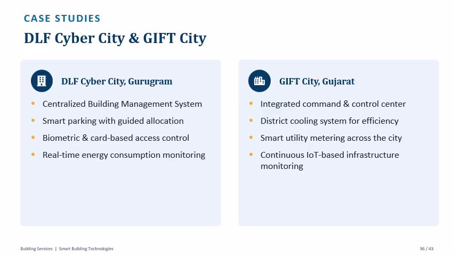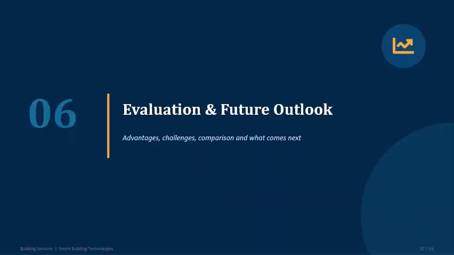And in GIFT City, which is in Gujarat, there is an integrated command and control center, district cooling systems for efficiency, smart utility metering across the city, and continuous IoT-based infrastructure monitoring.